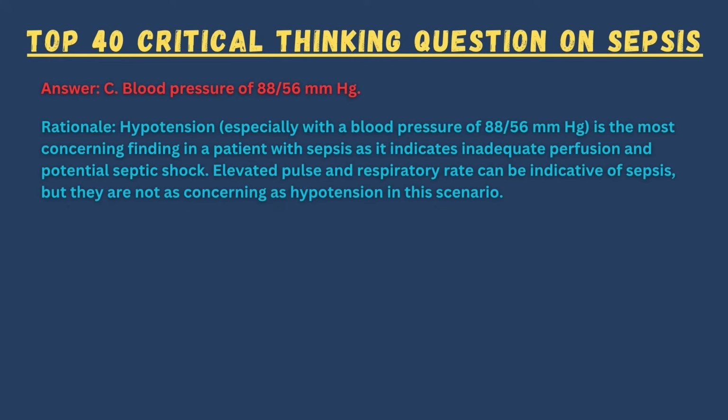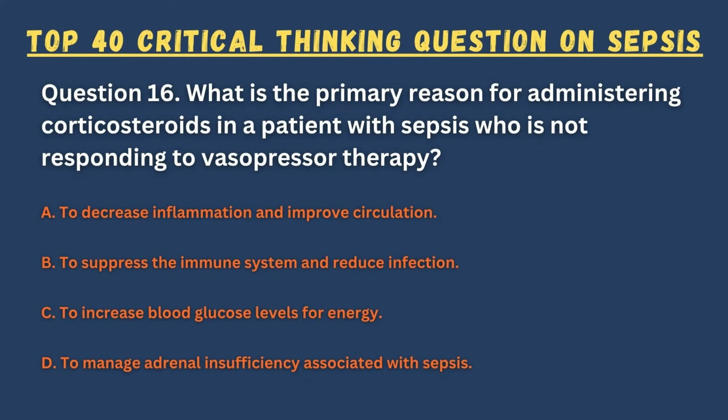Answer: C. Blood pressure of 88/56 millimeters of mercury. Rationale: Hypotension, especially with a blood pressure of 88/56 millimeters of mercury, is the most concerning finding in a patient with sepsis, as it indicates inadequate perfusion and potential septic shock. Elevated pulse and respiratory rate can be indicative of sepsis, but they are not as concerning as hypotension in this scenario.